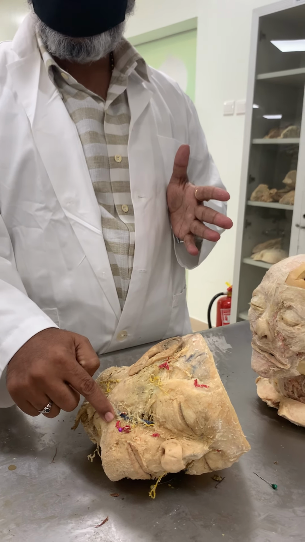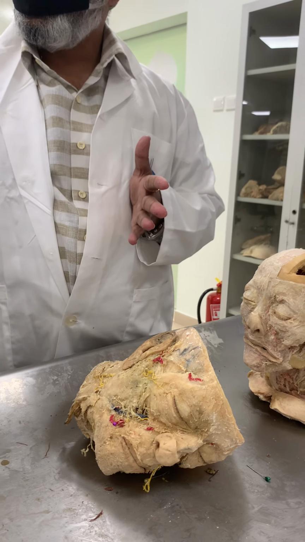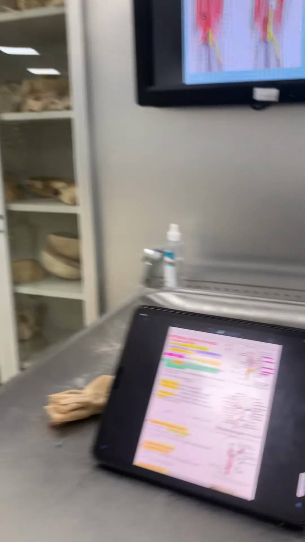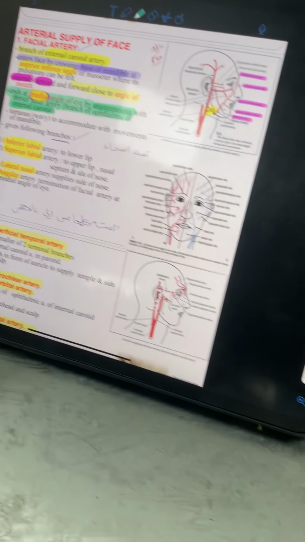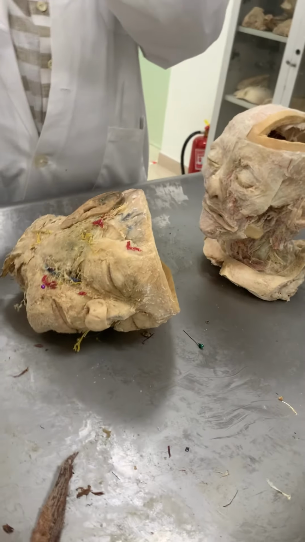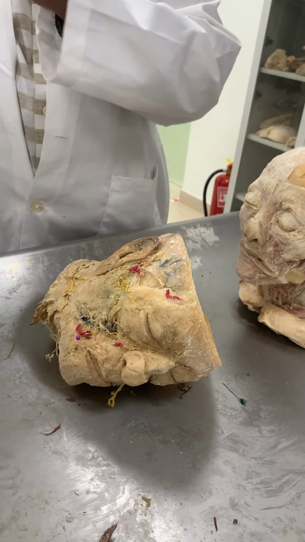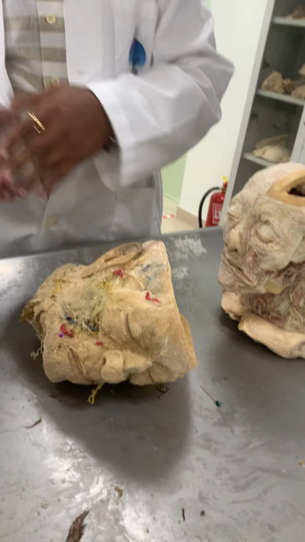What is this artery? Facial artery. And branches of facial artery, branches is just 4. So whenever you are writing here, read the question properly. Okay? Now.